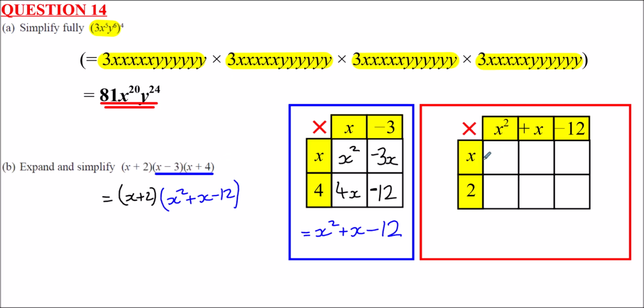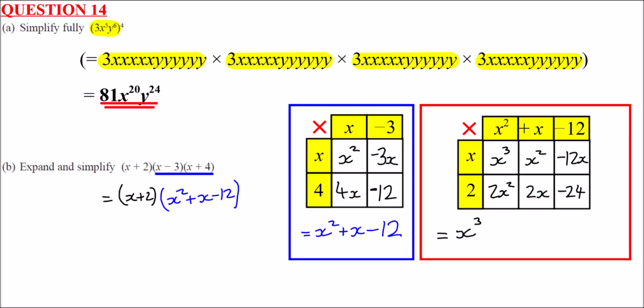So x multiplied by x squared, x cubed. X multiplied by the single x is an x squared. X multiplied by minus 12, minus 12x. X squared times 2, 2x squared. X multiplied by 2 is just 2x. Finally, 2 multiplied by minus 12 is minus 24. So simplifying all the terms, we have an x cubed there.